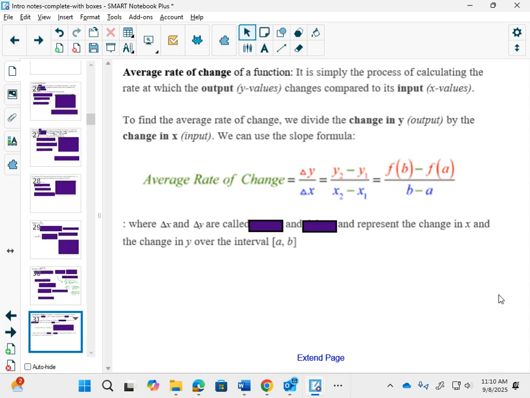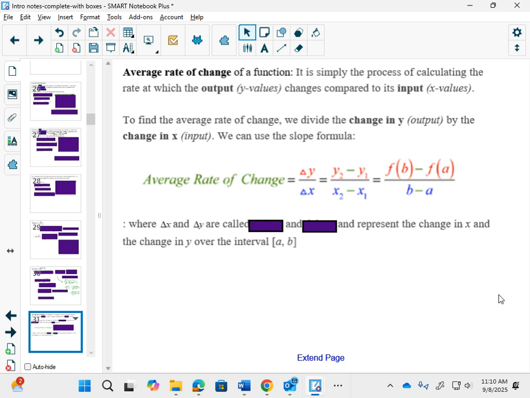Have you ever seen a little triangle for change? Awesome. So that's change of y over change of x. Your second y value minus your first y value, over your second x value minus your first x value. And if your second x value was b and your first x value was a, then the bottom would be b minus a. And the top would be plugging into your function whatever b was. That would be your y value when you plug in b, and plug in a, that would be your y value when you plug in a.